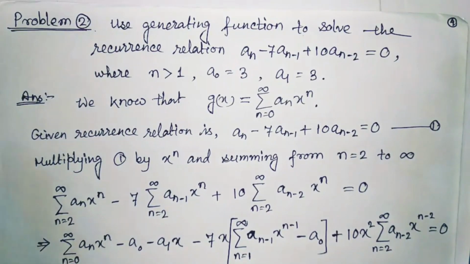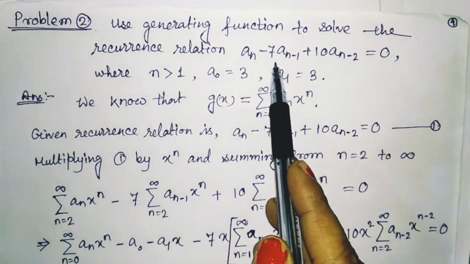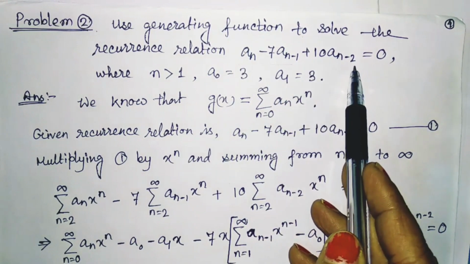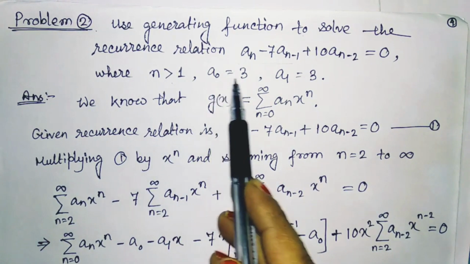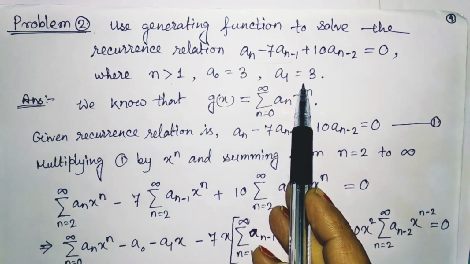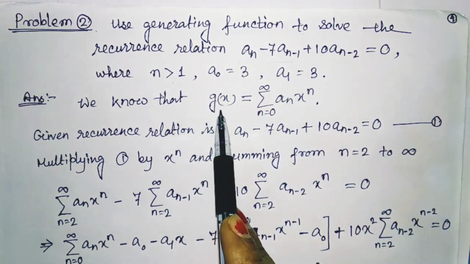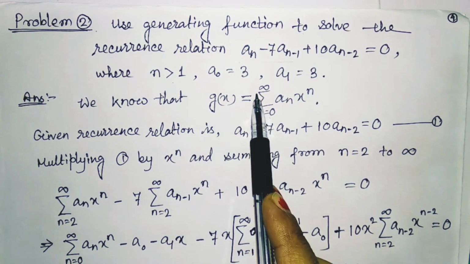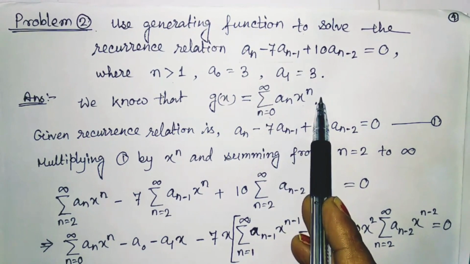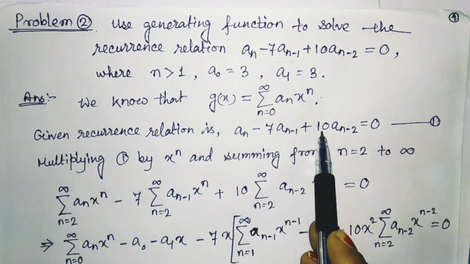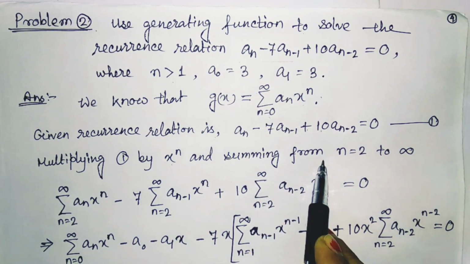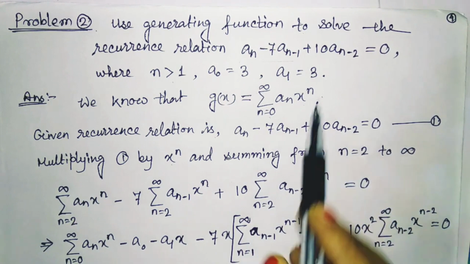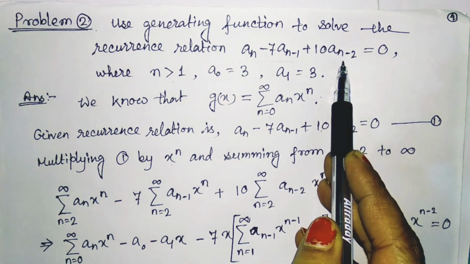One more example, let us check example number 2. The given recurrence relation is a_n minus 7 a_(n-1) plus 10 a_(n-2) equals 0, where n is greater than 1. The initial conditions are a_0 equals 3 and a_1 equals 3. We know that g(x) is the summation n from 0 to infinity a_n x^n. Accordingly, in the given recurrence relation, we multiply by x to the power n and take the summation from 2 to infinity, as it will end up at n minus 2.